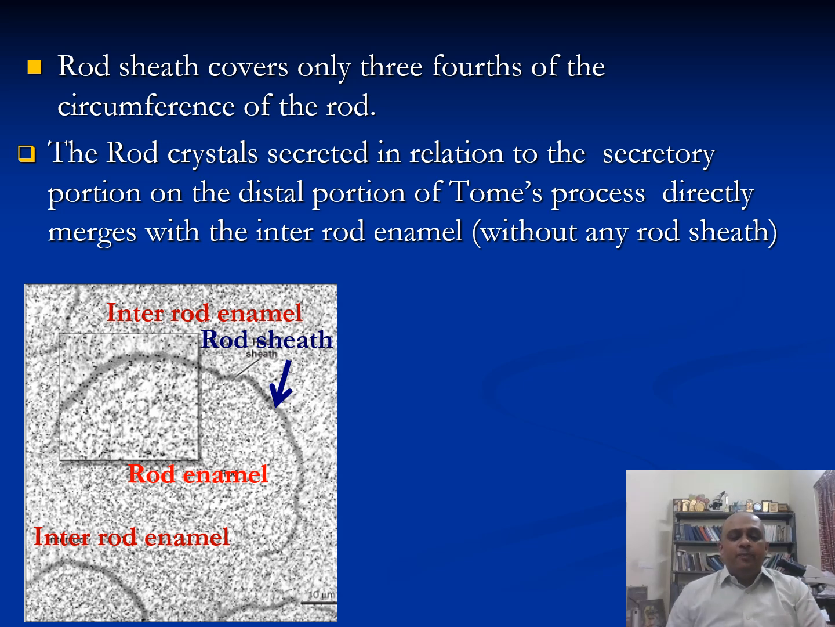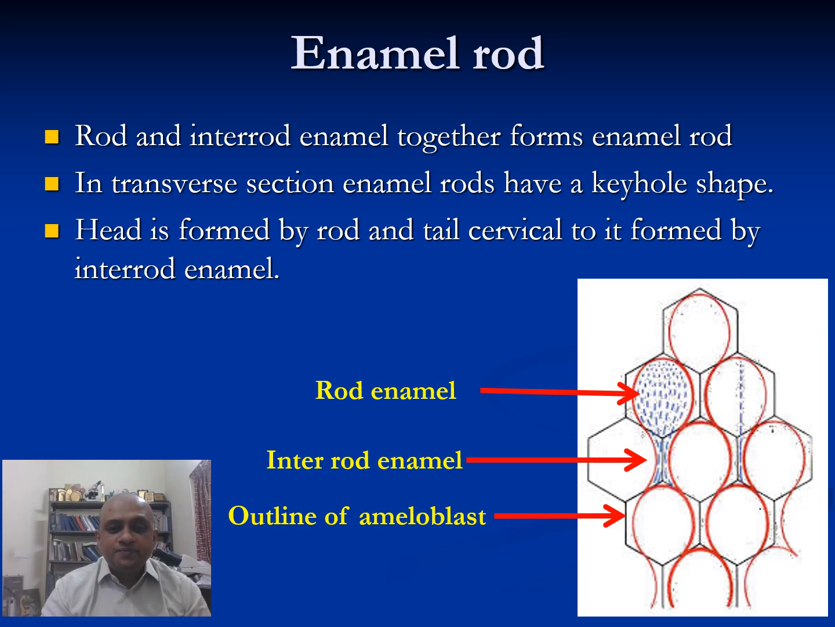So later when enamel is being taken, we will talk about the enamel structure. And you have to remember that this is because the rod sheath is separating the interrod enamel from the rod enamel, and in only 1/3 of the area the rod enamel is continuous with the interrod enamel. Now remember, an enamel rod is comprised of rod enamel and interrod enamel. Okay, so don't confuse between these terminologies. If you see the enamel rod, the rod and the interrod enamel together form the enamel rod.